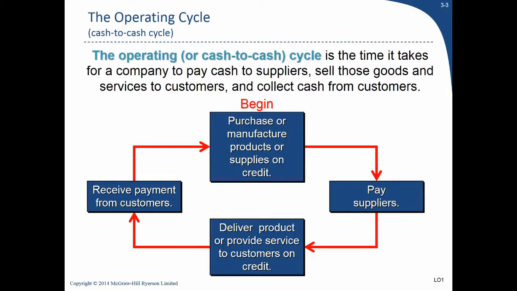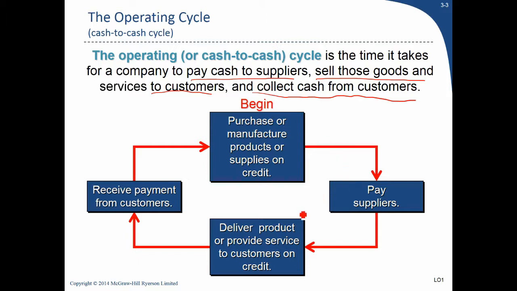Okay, so you can think of the operating cycle or the cash-to-cash cycle as the time it takes to pay cash to suppliers. So there's 4 steps, right? Pay cash to suppliers. We might buy phone cases and glass and microchips. We have to process it and then sell those goods to customers. And then we have to collect the cash from customers. And then we have to pay our cash again to our suppliers.